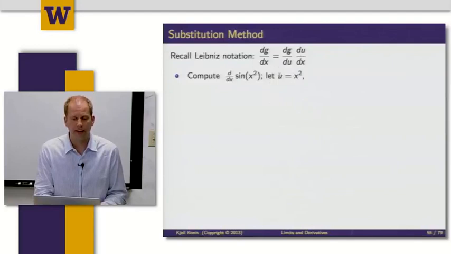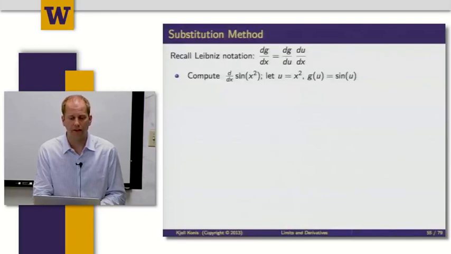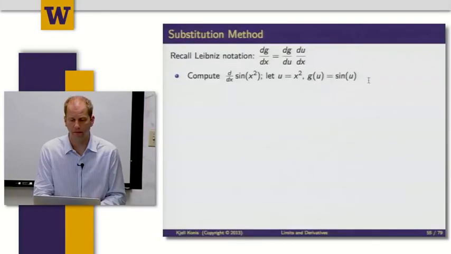So what I'm going to do is define a new variable u that's equal to x squared. And now if I replace x squared with u, I would know how to take the derivative of this function. And so that means my function g of u is just going to be sine of u. So it's sine of x squared. If I replace x squared with u, I just get sine of u. And then I'm also going to need this du dx over here. So I'm going to get that just by taking the derivative of this. So the derivative of u is just going to be 2x. So du dx is going to equal 2x.